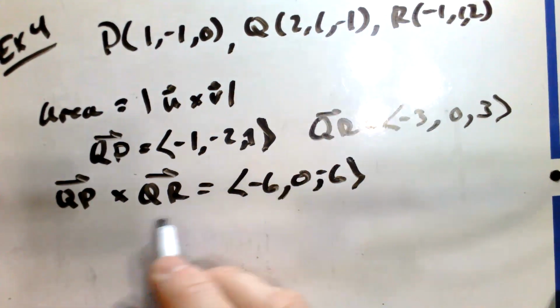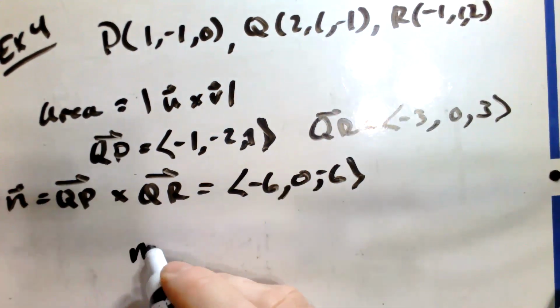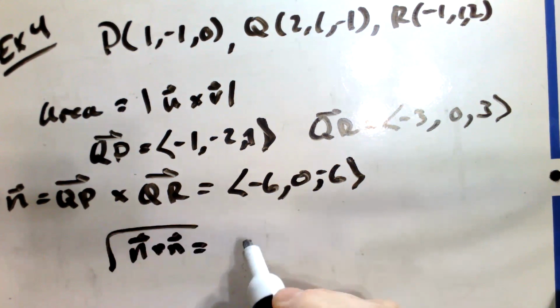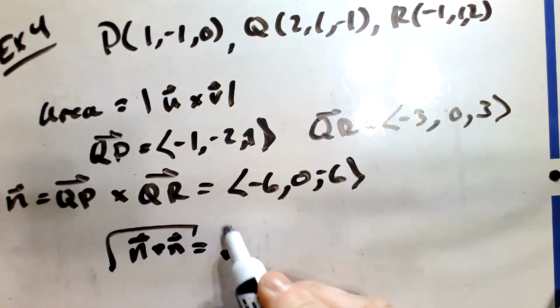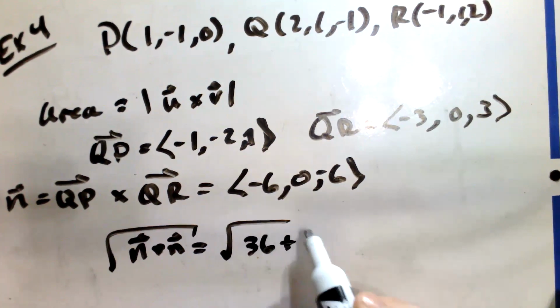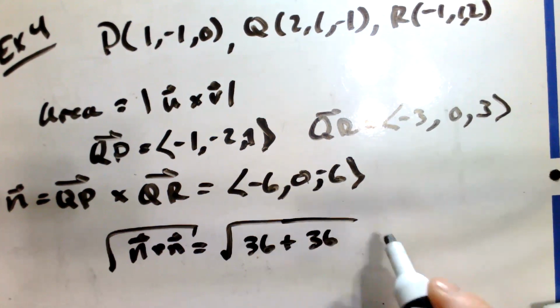And so if we call this the normal vector, then just like in the last one, we're going to take n dot it with n, and then take the square root of that because we need the magnitude. And so we have the square root of -6 times -6 is 36 plus 36 and 0 plus 0. So there's just these two terms.